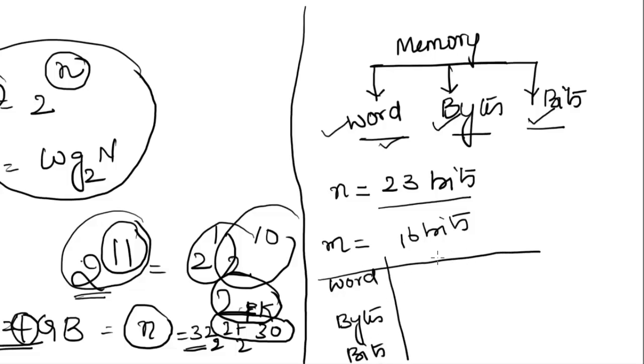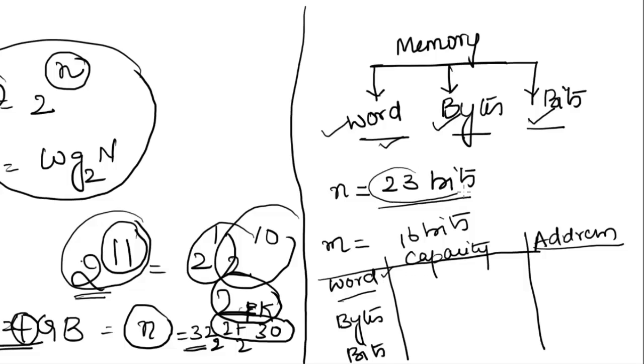Okay. Now assume that this is the capacity, and this is the address bits needed. Now see here, first how the memory is organized in the form of words. Word is nothing but, if I am having 23 bits, how many words I can form? I told you the formula. So if I am having 3 bits, I can form 2 power 3. Similarly, if I am having 23 bits, I can form 2 power 23.